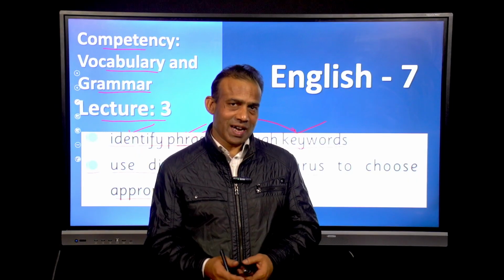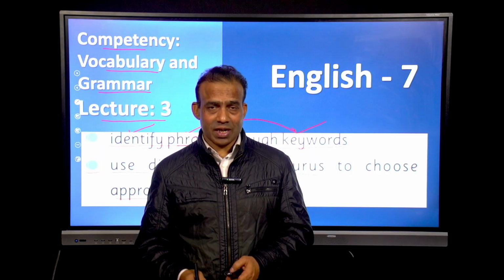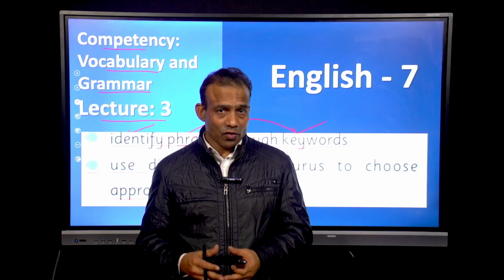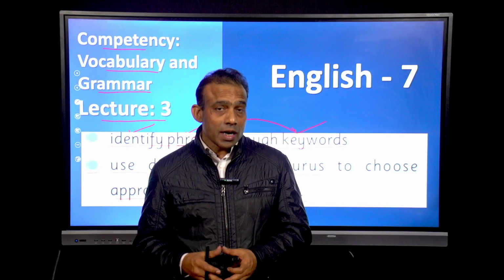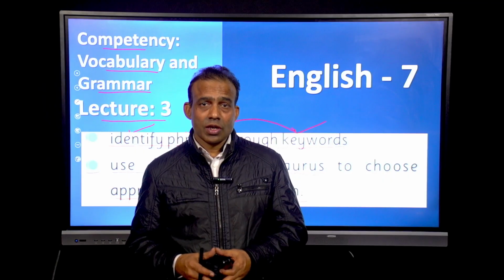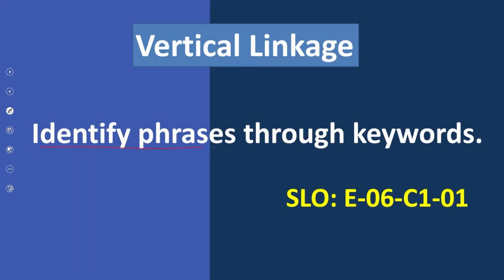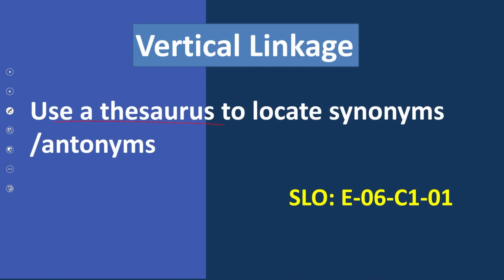Now move ahead and let's start to learn how we can do that. Move to the vertical linkage and then brainstorming. After having a view of these two things, we will move to the next part of the lecture and understand this SLO deeply. Vertical linkage: identify phrases through keywords, the same as in English 6. Next one, use thesaurus to locate synonym or antonym. It was also used in English 6.